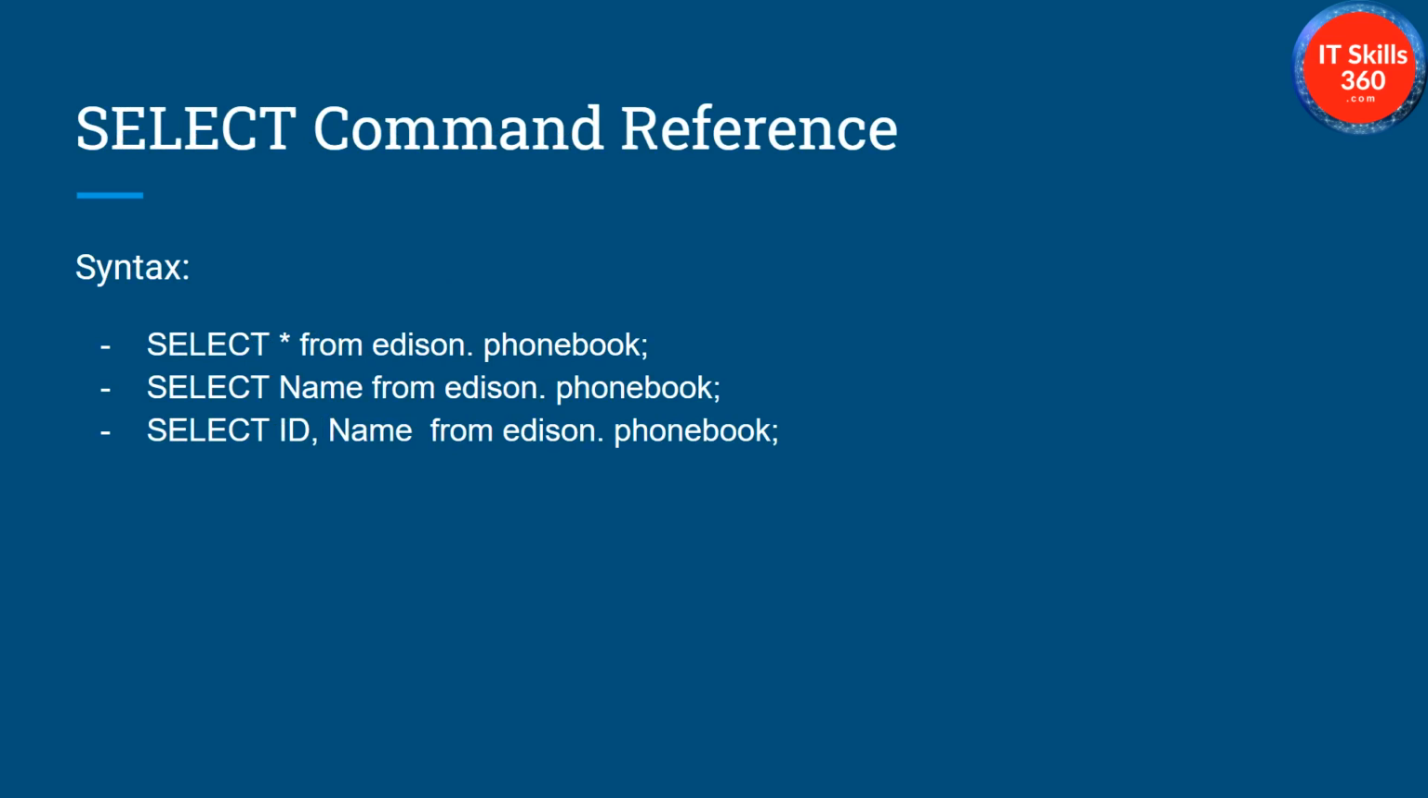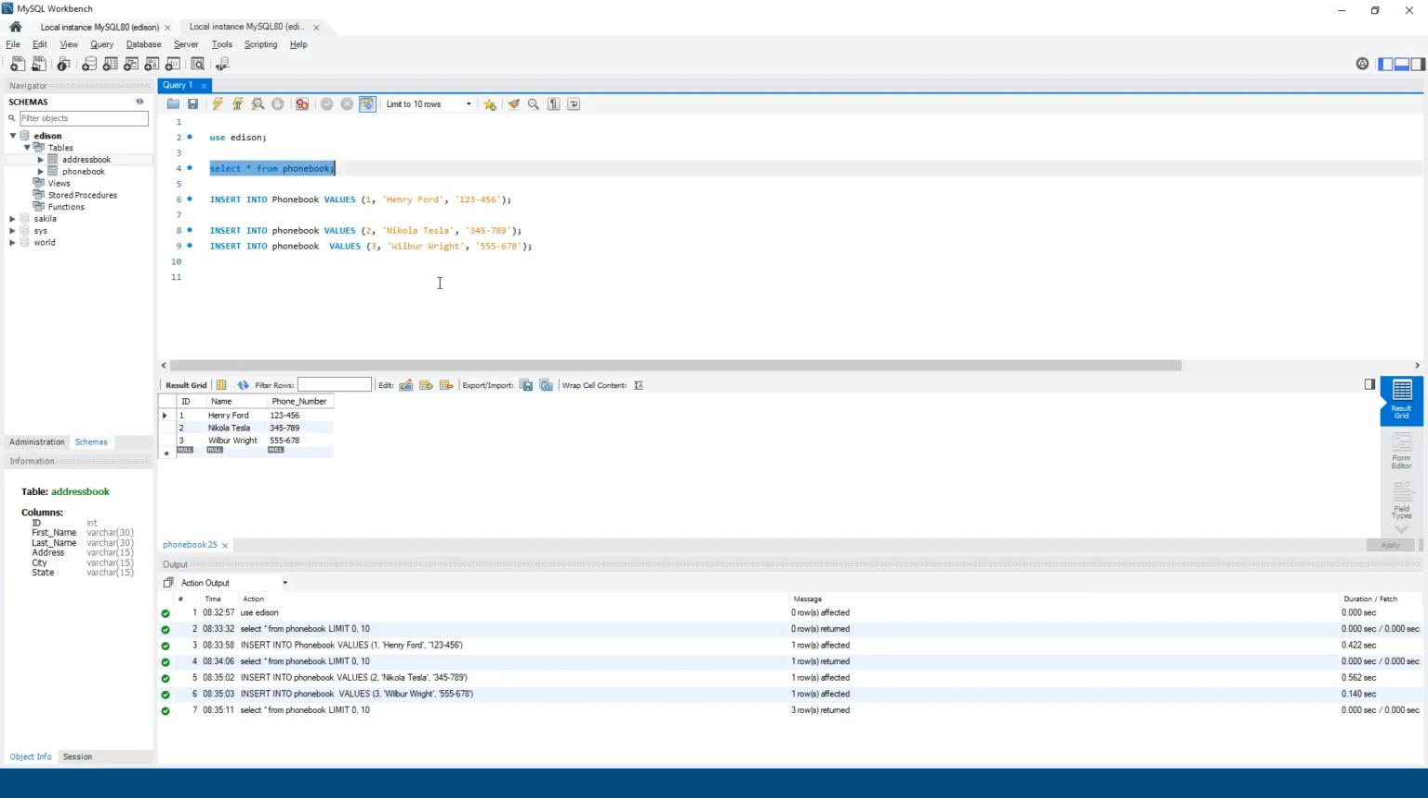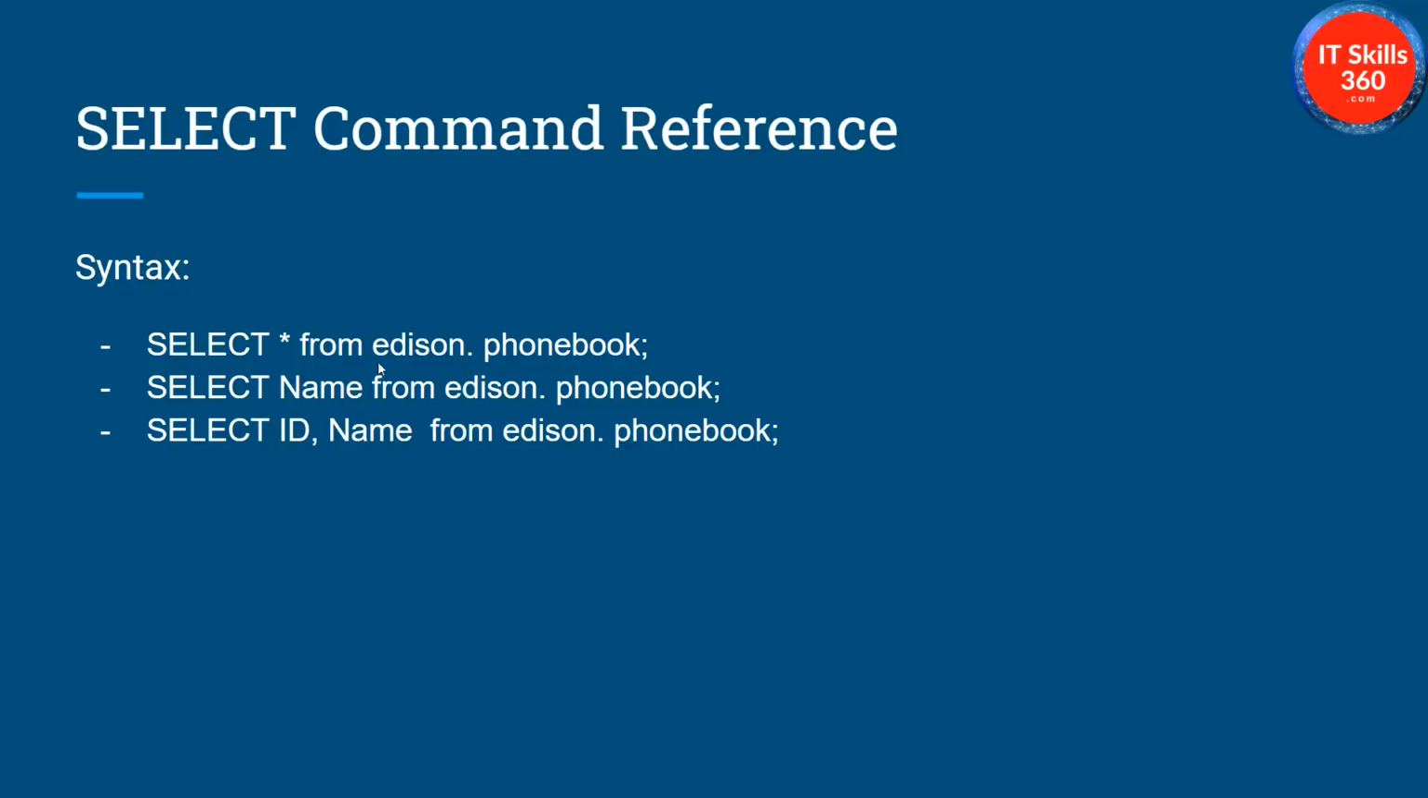Now as you saw, we executed select star, but we could also have done individual fields. Let's say we just say select name from phone book, and if we execute this command, all we'll get is only that field, which is the name field, and the rest will not be there. So the point is, you can test out the different options for select statements as we discussed.